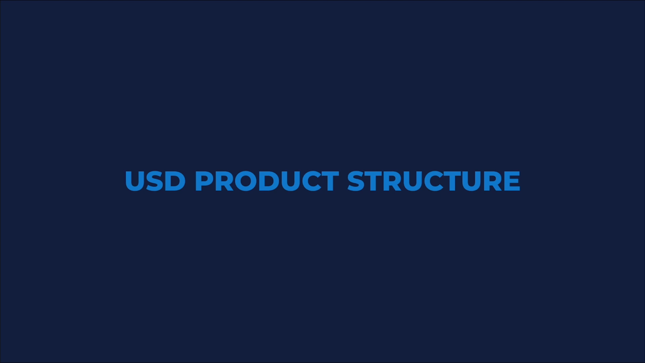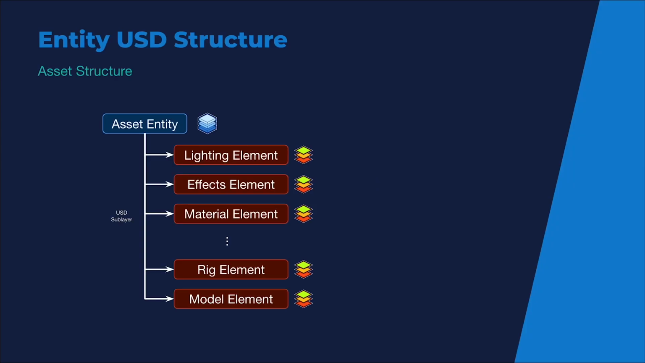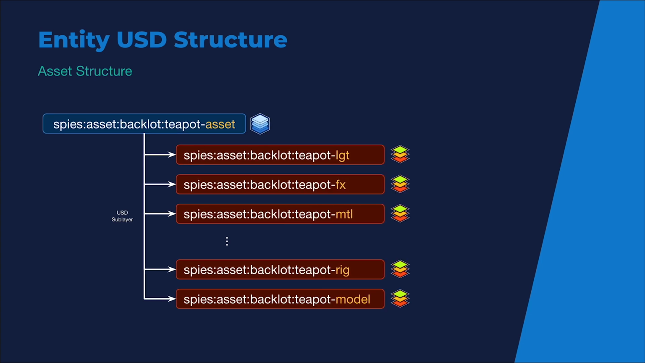Hi, I'm Chris. Let's dive into our asset structure and how we incorporated USD into Conduit. As mentioned earlier, an entity is made up of element contributions. Entities were shots or assets, but for now we're going to focus on assets as examples of USD and Conduit working together. Organizing contributions into element products allows for parallel discipline-specific workflows and contributions to each asset entity. So you can see here we have a little teapot and all of the disciplines that contribute to it.